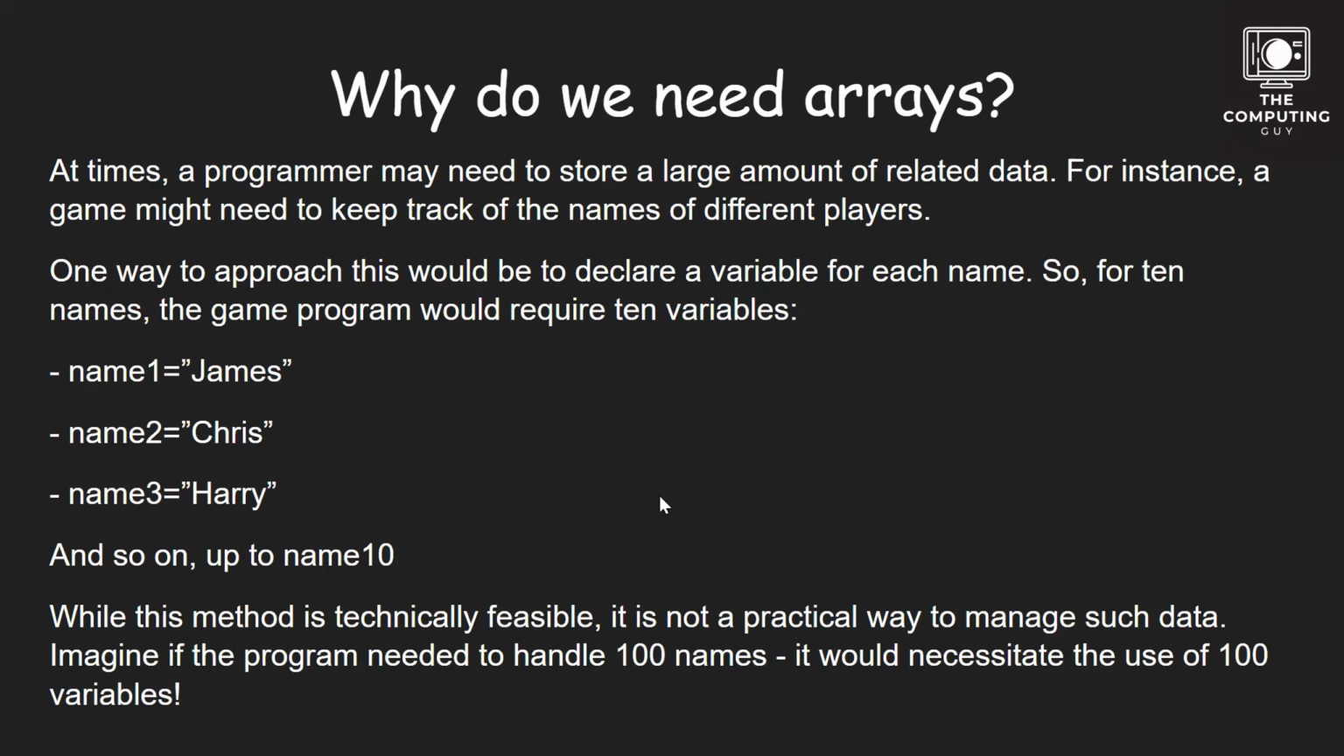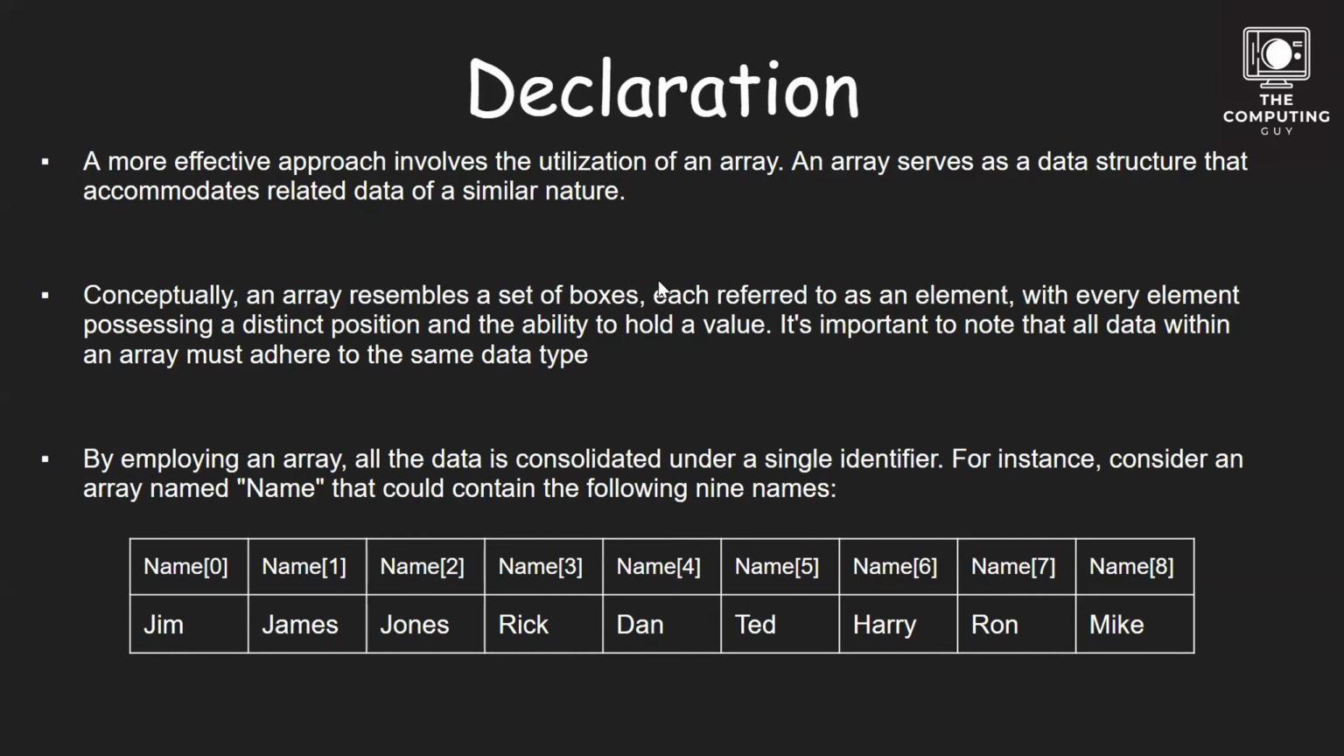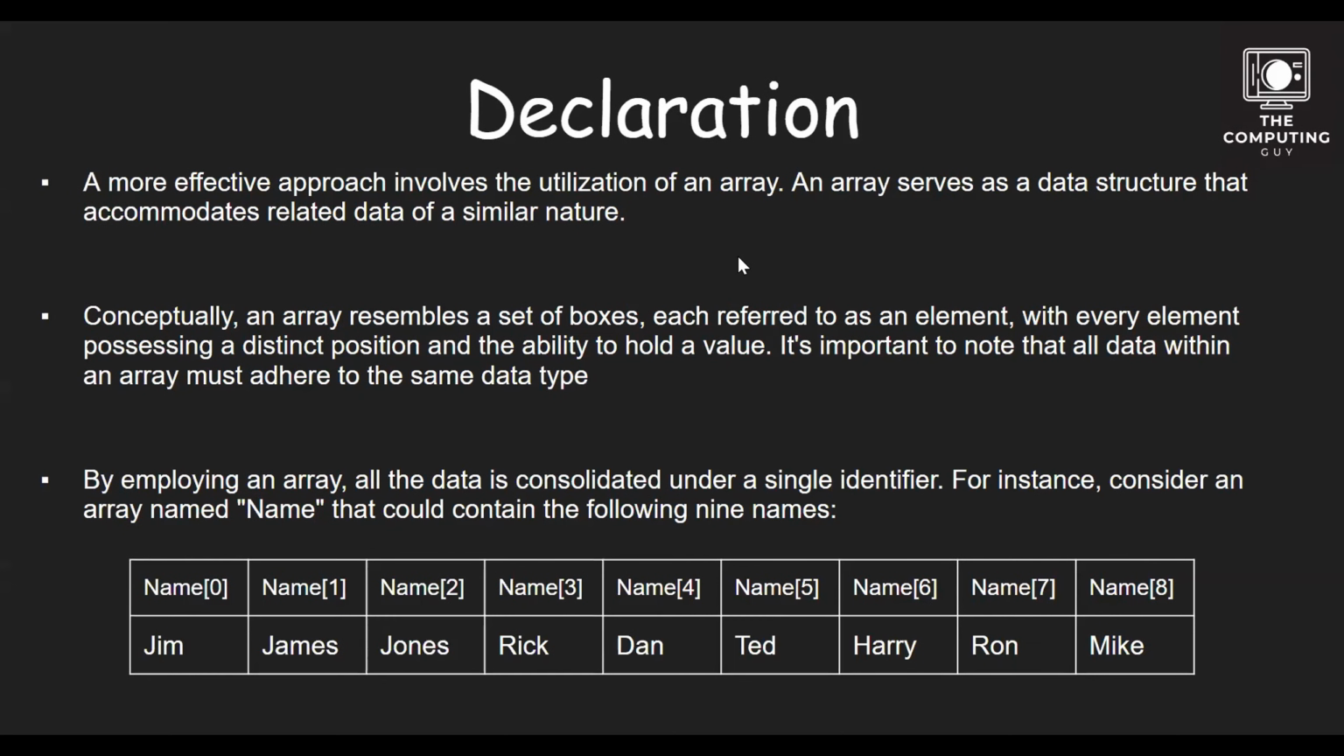And now let's look at how to declare one. As we mentioned, it'll be more effective for us to use an array, as an array serves as a data structure that can accommodate related data of a similar nature. Now, as a concept, you can imagine an array as a set of boxes, and they each have an index referring to a particular element, and this index is a position and it holds a particular value. It's important for us to know also that all data within an array must adhere to the same data type. So you can't have one data type of an integer and then in the next element of the array you have a string, you'll get an error.